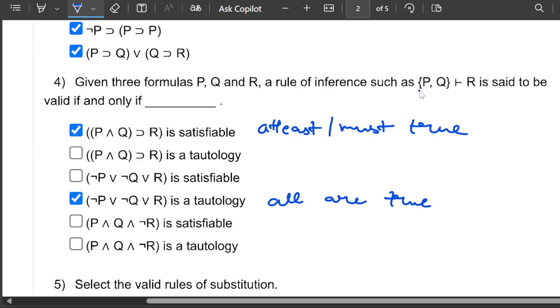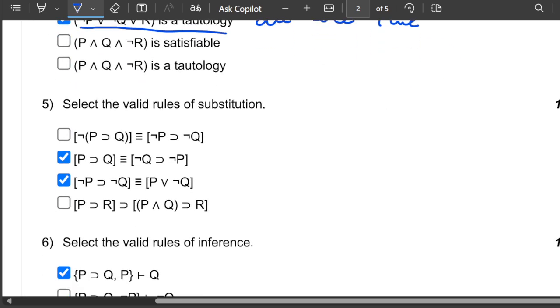So after doing this, P and Q derive R. We can say that this is satisfiable and this is tautology. Here, the valid rules of substitution. If we substitute here, the tautology or anything in the truth table will be equivalent. So these are the true answers.